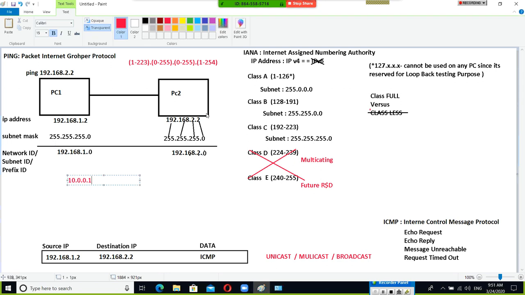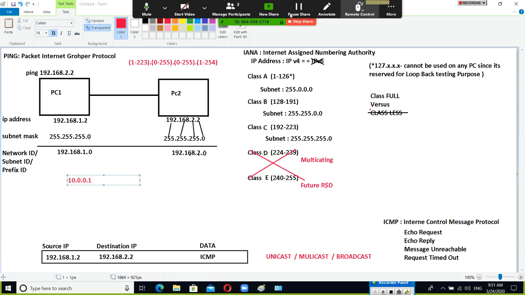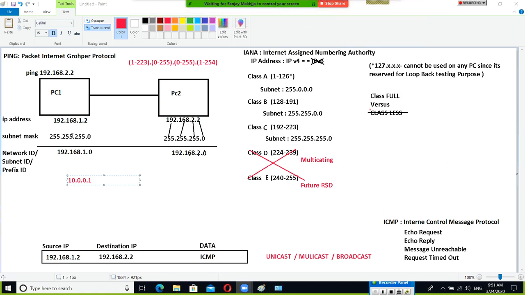Suppose I ask you, 10.0.0.1. Now, Sanjay, I am giving you the remote access of my PC. You continue. Click and press enter. Click and press enter. Yes, complete it. I want you to find out a network ID. First, I need to type the subnet mask.